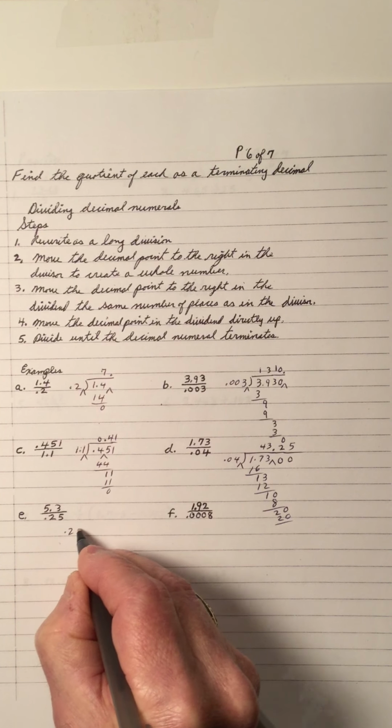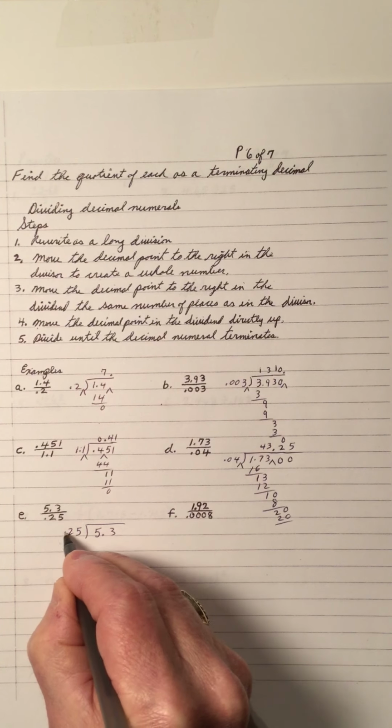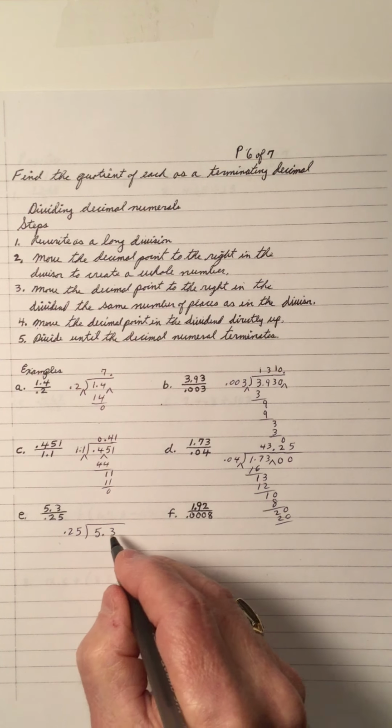So decimal 25 divided into 5.3. Remember, you could use a calculator, but practice with the pen, the pencil, and the brain should be working great.